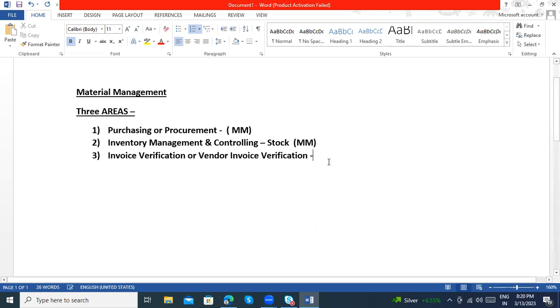Invoice verification also should be from MM, and I'll tell you the reason. Some companies, some clients, have the invoice verification done by the finance team, but 99.99% it should be from material management. The reason I will tell you: who will create the purchase order?